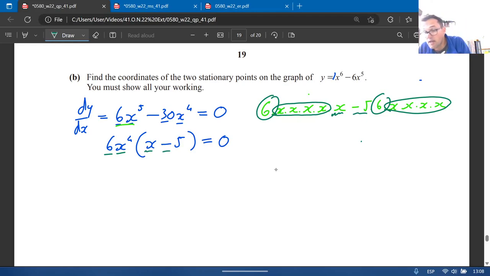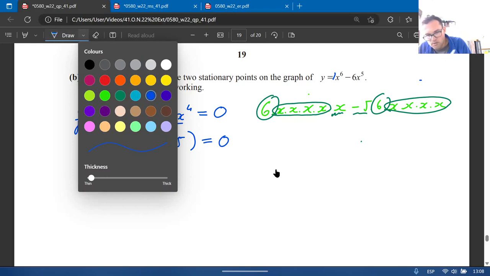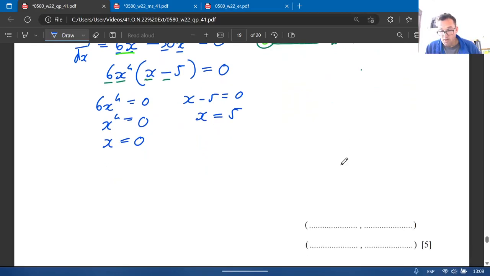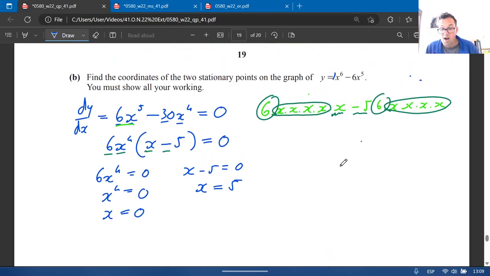Factorized. Now we can split up. So 6x to the power of 4 equals 0, and x minus 5 equals 0. 0 divided by 6 is 0. The fourth root of 0 is 0, so x is 0, and x equals 5. Right, so we got two x values. We got x is 0, and x is 5.